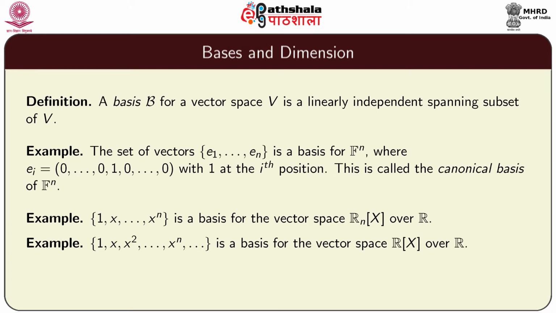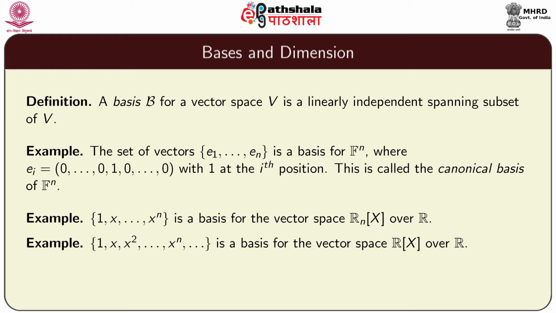The vector space R_n[x], that is the vector space of all polynomials with real coefficients whose degree is at most n, we have already seen that it is spanned by the set 1, x, etc., up to x to the power n. What is important is that this set is also linearly independent.